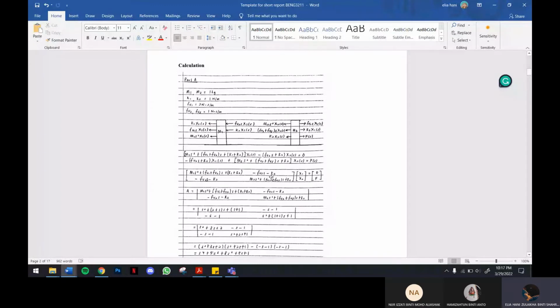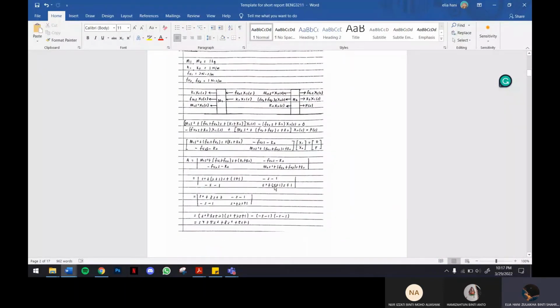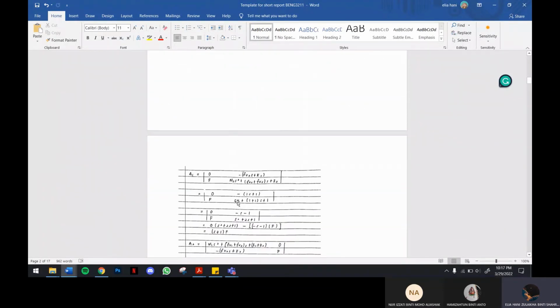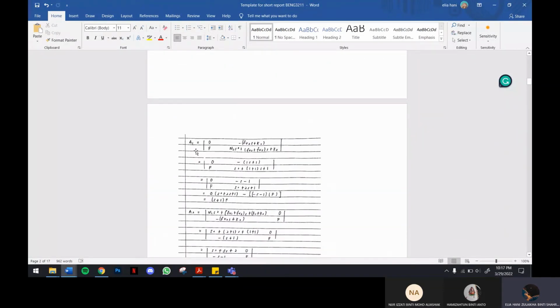The value of the determinant that we get for A was calculated by using AD minus BC. This is the determinant value that we get for A. Next, we find the value of A1. For this part, we replace the first column with 0 and F. Then, we find the determinant value of A1 and assign the value to the matrix.